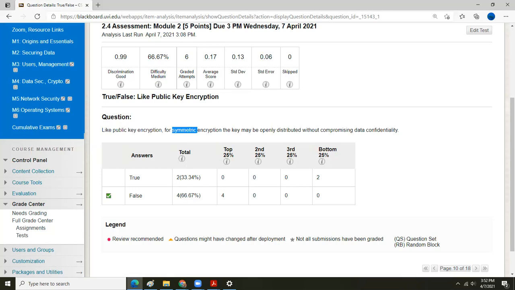Symmetric encryption has one key, both for encryption and for decryption. If you openly distribute the one key that's used to encrypt, you don't have any confidentiality. Anybody can decrypt it at will. Just remember that symmetric keys have to be protected, and they're often protected by encryption itself. It's kind of a conundrum, isn't it?